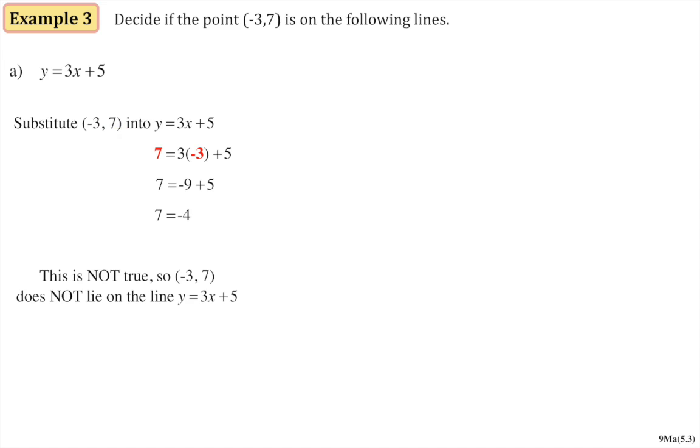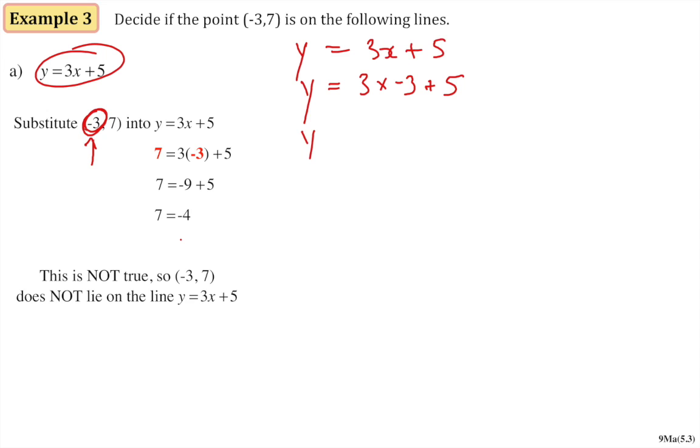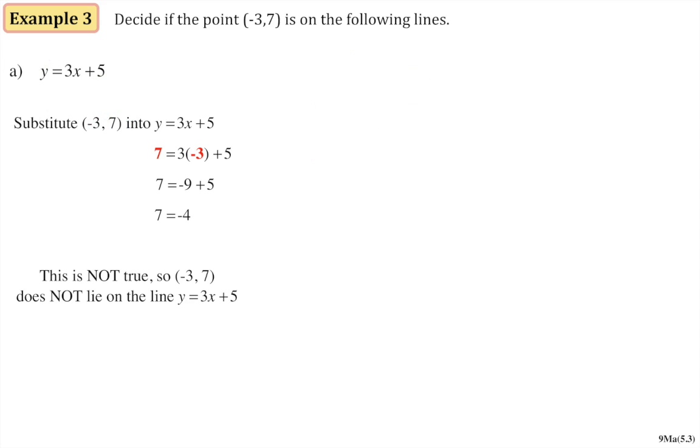Here's another way I could have done it. I could have actually said, there's my line, look at the x value only. y is equal to 3 times my x number, which is minus 3, plus 5, because the formula was y equals 3x plus 5. Let's follow this through. 3 times minus 3 is minus 9. Minus 9 plus 5 gives minus 4. Is minus 4 what I want for the answer? 7 is what I want for the answer, so it's not on the line. It's another way I could have done it.